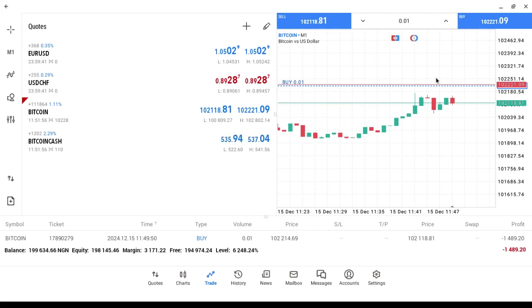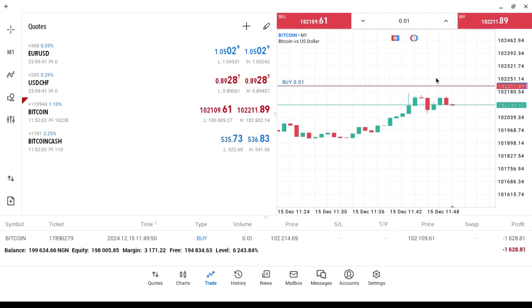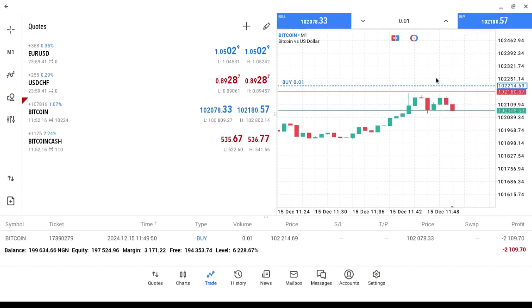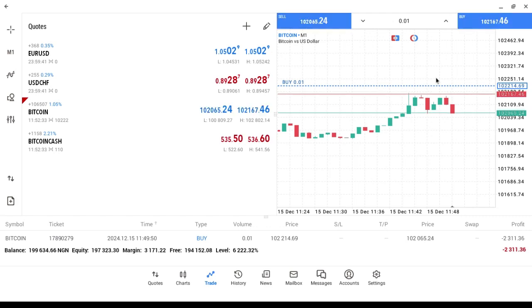Just have it in your mindset that an ask price is a selling price, and a bid price is a buying price. Subtracting them will give you the value of the spread. For example, buying a dollar in naira is 1,700. That is the bid price. Selling naira to dollar is 1,690. That is the ask price. If you subtract, you get 10 naira. That 10 naira is the spread, what your broker is charging you.